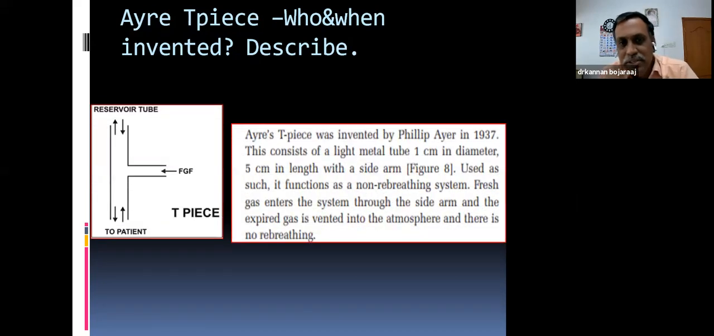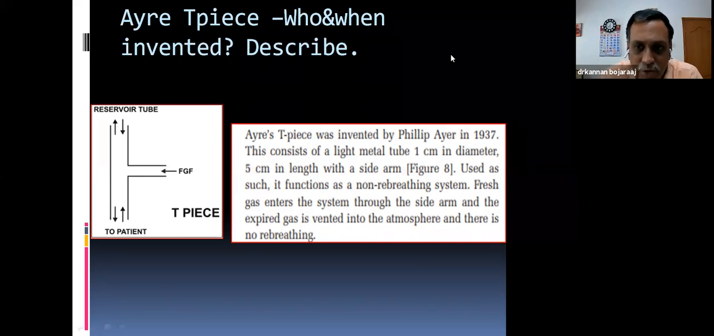So this T-piece system was invented by Philip Ayre in 1937. You are not prepared. The original model is a metal tube of 1 centimeter in diameter. The examiner will ask you this. The older examiners, the people who come here, more than 55 to 60 years old, are more fond of this T-piece system. This is the original version of it. It is 5 centimeters in length and 1 centimeter in diameter with a side arm.